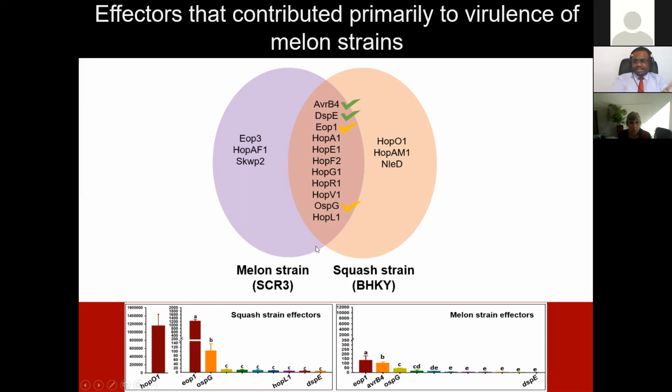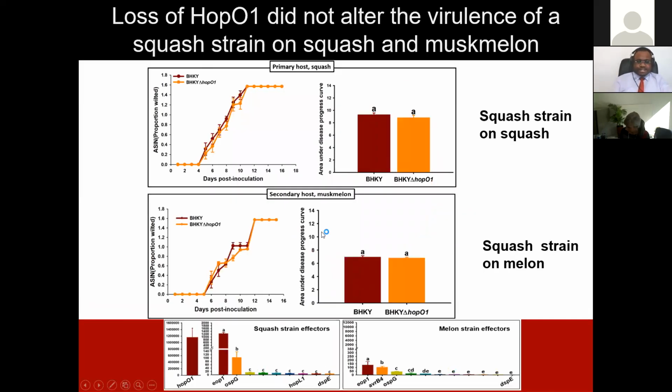So this is a story about the melon strains, the effectors that contribute to their virulence. Now we move to the squash strains. Interestingly, despite its exceptionally high expression level, the loss of HopL1 did not alter virulence of the squash strain on its primary and secondary hosts. Remember, this is HopL1. It was expressed at an exceptionally high level. But when we deleted this particular gene, it did not influence the virulence on both melon and squash.